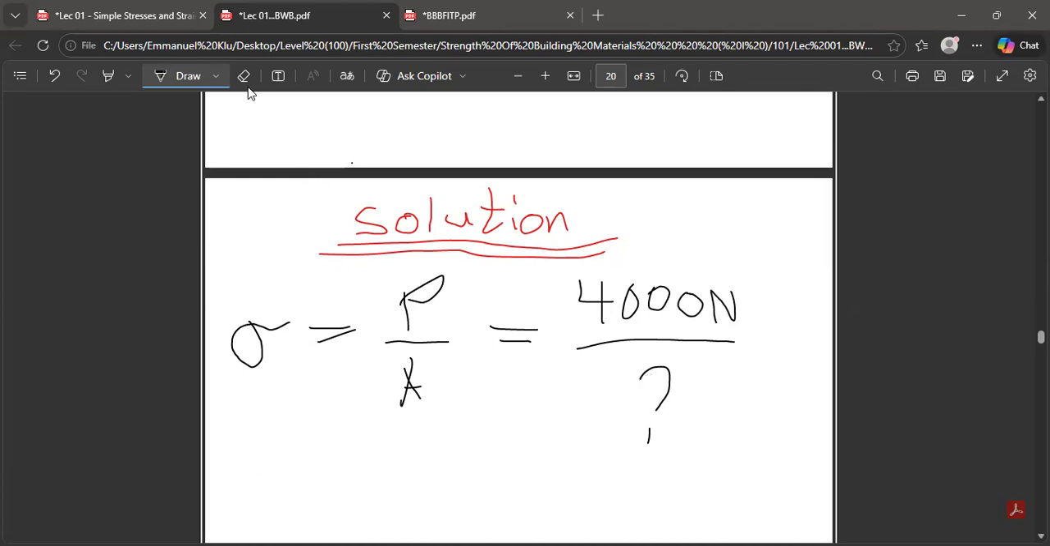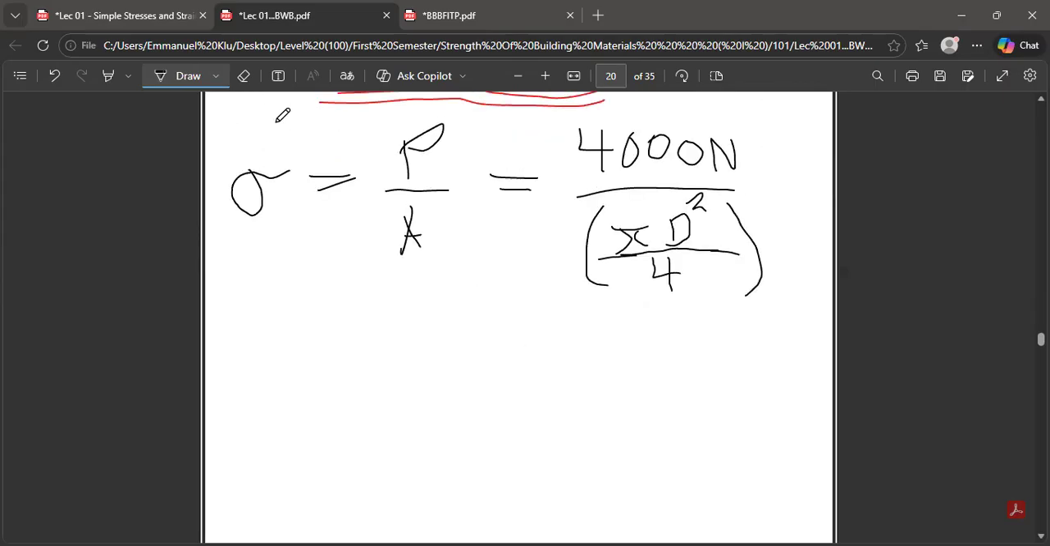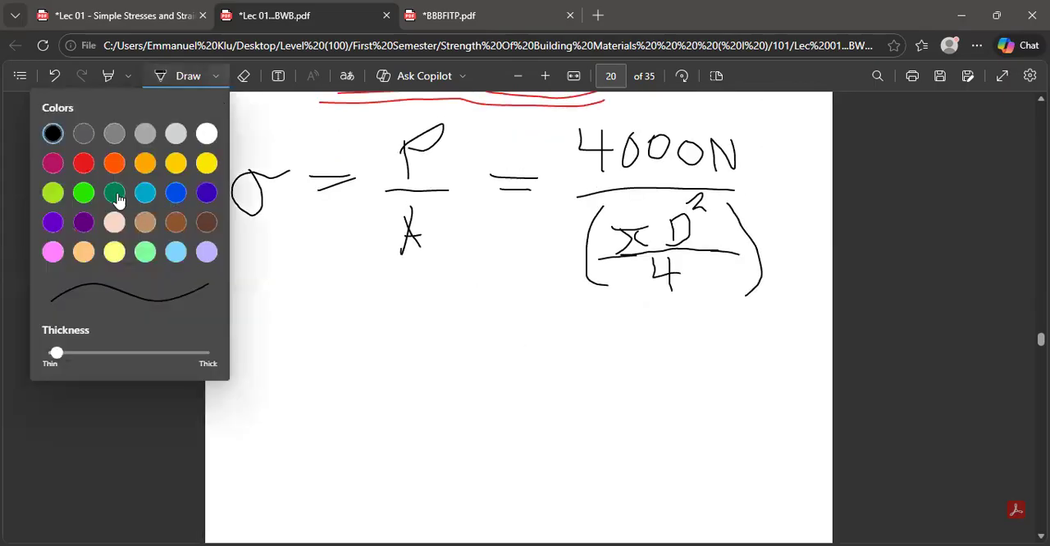Now, as we can see, this area that was not given to us, we can express the area in terms of what? The formula. Okay. So let's quickly express the area in terms of the formula. And this area over here can be expressed as what? Pi d squared over 4.